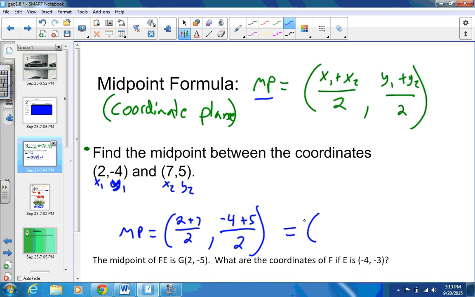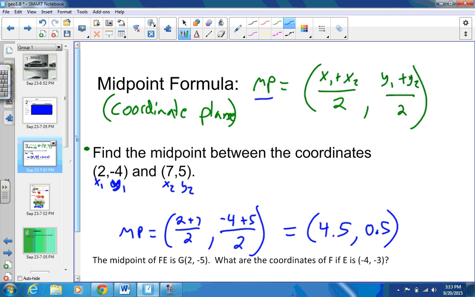So 2 plus 7 is 9, divided by 2 is 4.5. -4 plus 5 is 1, divided by 2 would be 1/2. So the midpoint, if you graph it out, would be located right there. And hopefully if you do it, you can check, and it is on that line, and it is right between those 2 points.